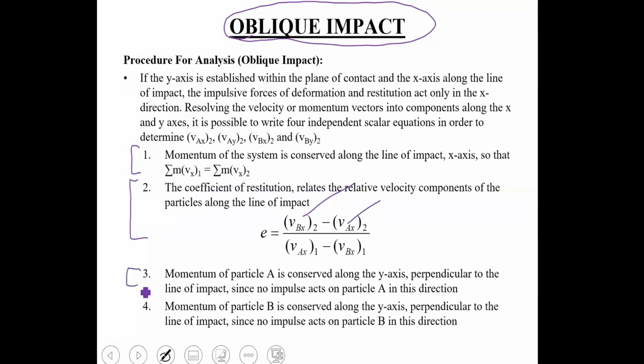In step number 3, on individual particle A, and in step number 4, on individual particle B, you will apply the principle of impulse and momentum. Since no impulse acts along the plane of contact, the momentum of these particles along the plane of contact would remain the same. That is, VAY2 should be equal to VAY1. Similarly, VBY2 should be equal to VBY1. In this way, you are going to determine the 4 unknowns involved here. Once you have found those 4 unknowns, you can find VA2, VB2, theta 2 and phi 2. Is the procedure clear to all of you?